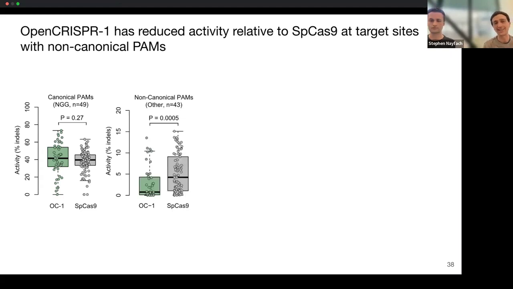However, when we look at sites in the human genome that have a mismatch in the PAM, so we're calling these non-canonical PAM sites, we tested the activity at 43 of these sites and saw a dramatic decrease in activity at these potential off-target sites.